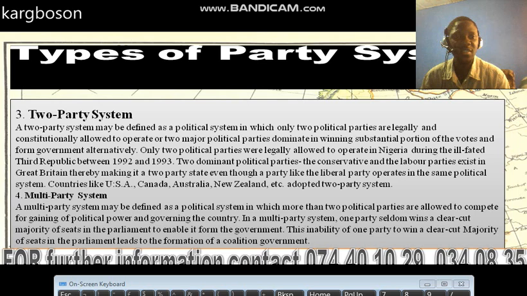So in a multi-party system, one party seldom wins a clear-cut majority of seats in parliament to enable it to form the government. That's why in most of our elections, it is hard for a political party to win in the first round. Sometimes, on rare cases, it happens, but mostly it is hard. So what happens? A government can end up forming a coalition because they need the support of these smaller political parties, especially for the runoff or second balloting of the election.